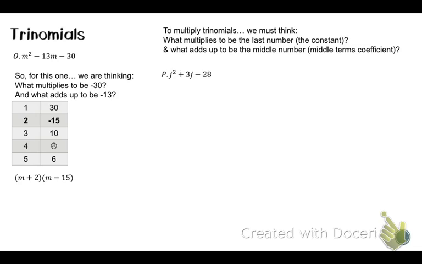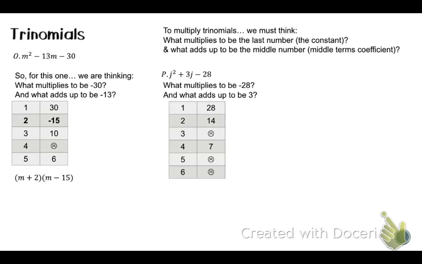Sweet, let's do another. So j squared plus 3j minus 28. What multiplies to be negative 28 and adds to be 3? Let's write down the factors. 1 and 28, 2 and 14, 3 doesn't go into it, 4 and 7, 5 doesn't go into it, 6 doesn't go into it, and I already found 7. So do any of those get me 3? 4 and 7 do, but one has to be negative, so that 4 needs to be negative. That's going to be j minus 4, j plus 7.